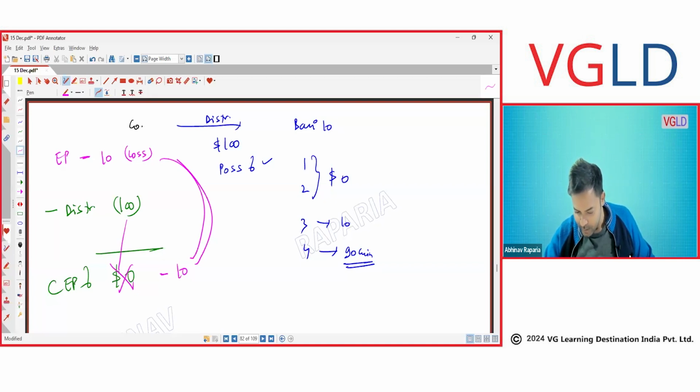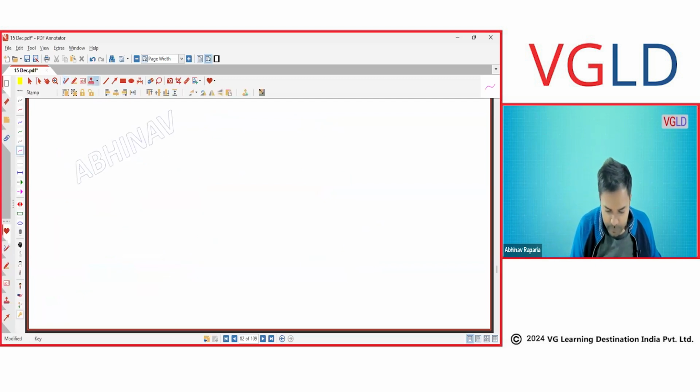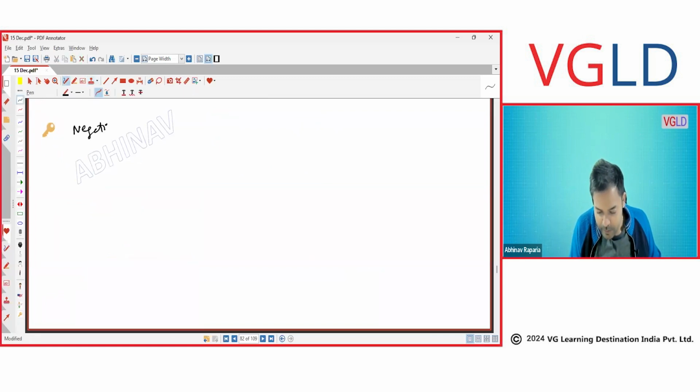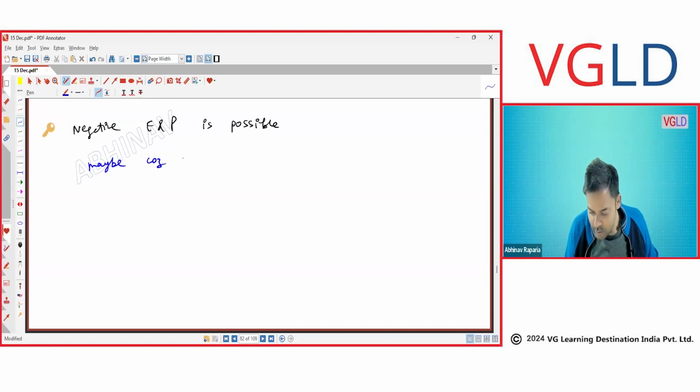I'm writing a note here. Negative earnings and profits is possible, maybe because of business losses, but not due to distributions.